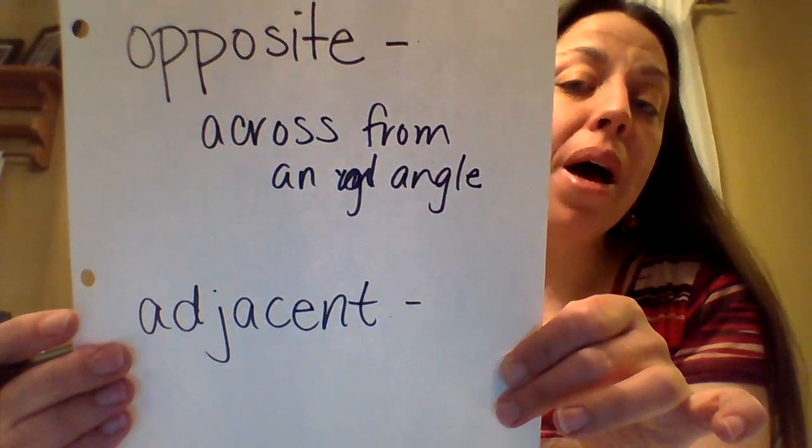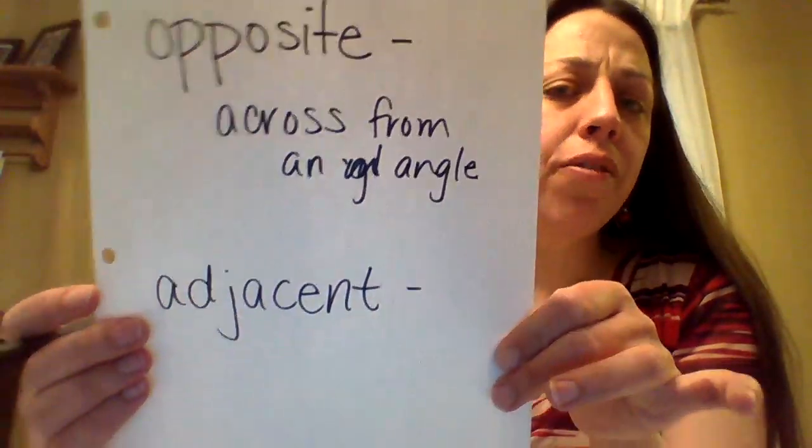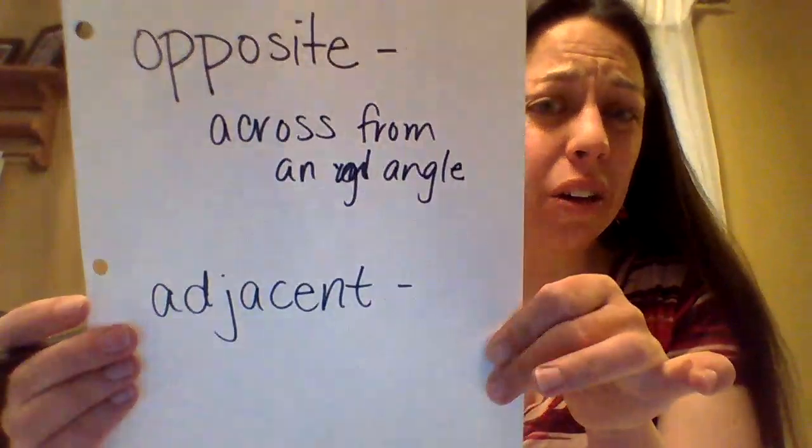And I know that sounds kind of funny. Opposite is a very easy word to define. Opposite means across from. We've already done that. And again, sorry, since I'm talking and writing, sometimes I get a little bit discombobulated. Since we're talking about an angle, opposite from a specific angle.